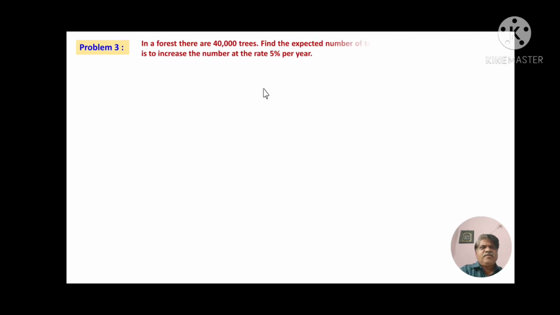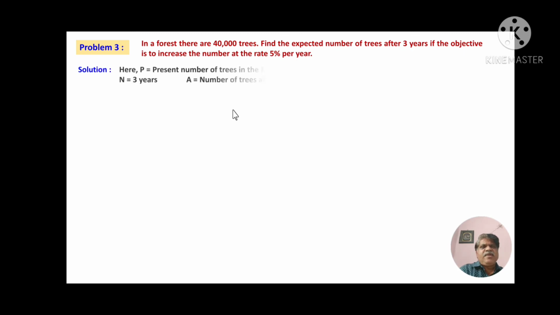So friends, next problem number 3 now. In a forest, there are 40,000 trees. Find the expected number of trees after 3 years if the objective is to increase the number of trees at the rate of 5% per year. So friends, here we know that P is the present number of trees in the forest, 40,000. R is the increase in the number of trees per year, 5%. N is equal to 3 years. And A, the number of trees after 3 years, we have to calculate.